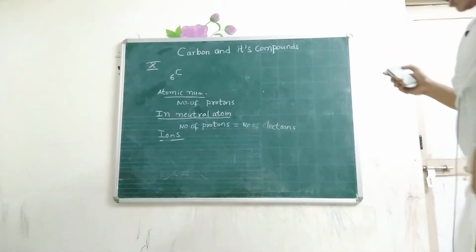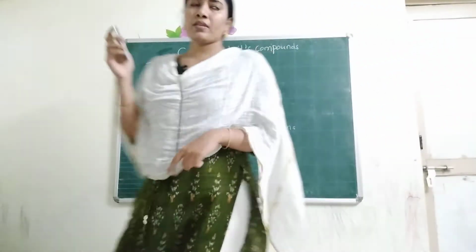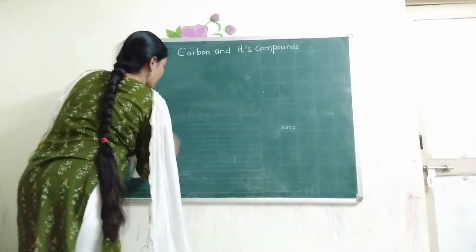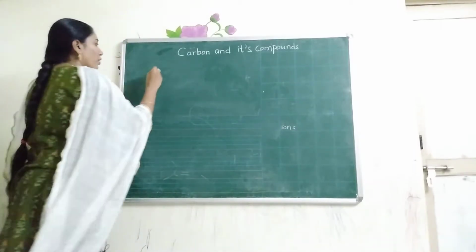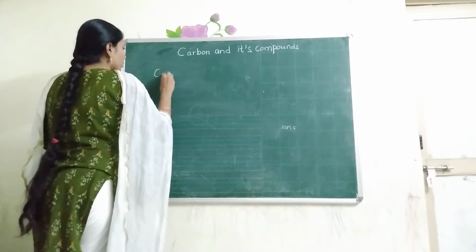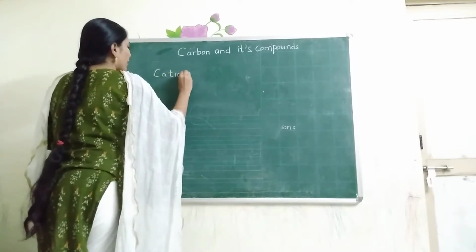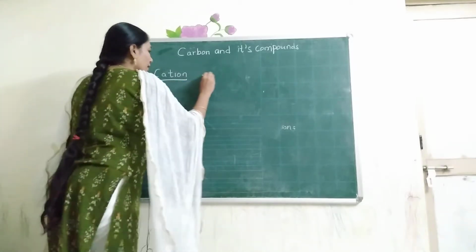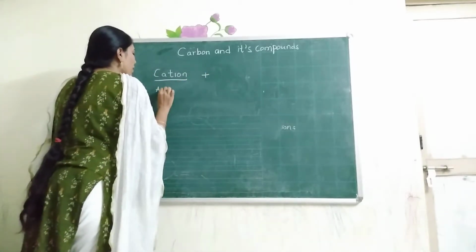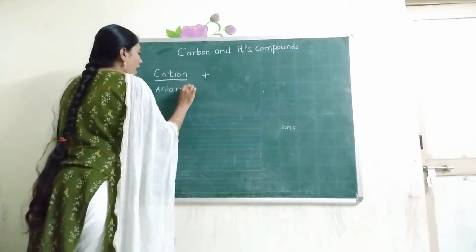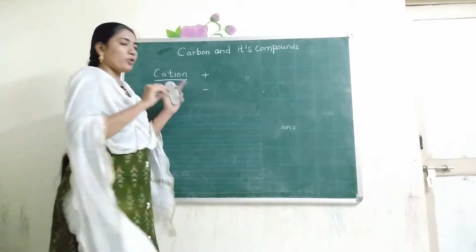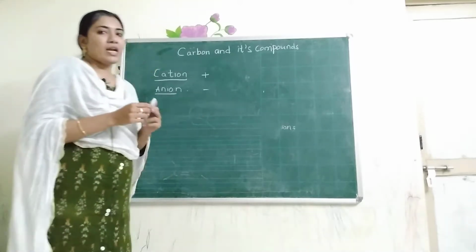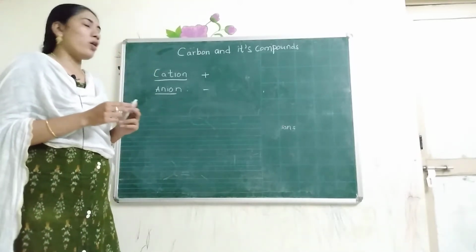Okay, what is a cation? First see, cation, C-A-T-I-O-N. The positively charged ion is called the cation. The negatively charged ion is called the anion, isn't it?